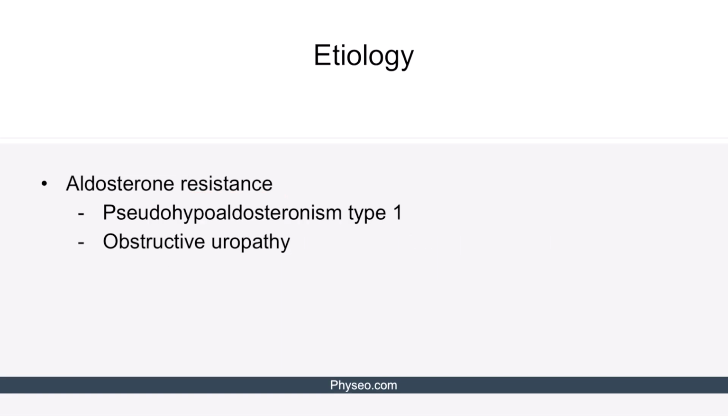On the other hand, aldosterone resistance is seen in pseudohypoaldosteronism type 1, as well as obstructive uropathy. Pseudohypoaldosteronism type 1 is a rare condition which is characterized by mutations leading to aldosterone resistance. Obstructive uropathy causes damage to renal tubules, making them unresponsive to aldosterone.